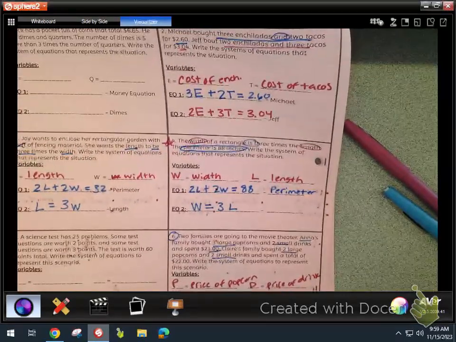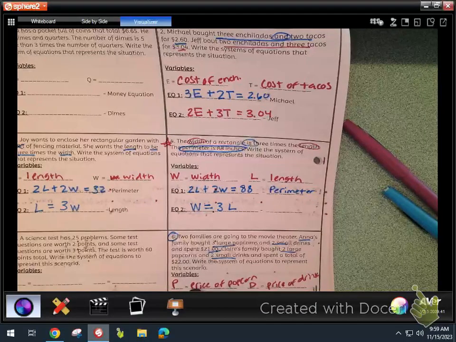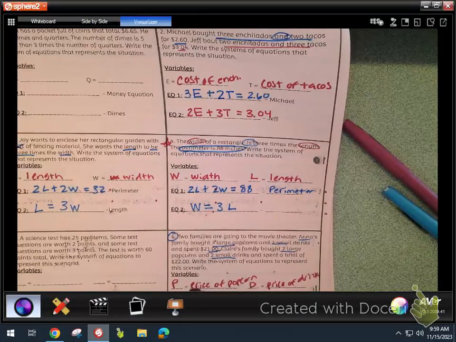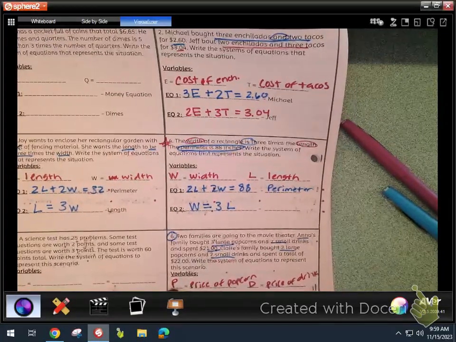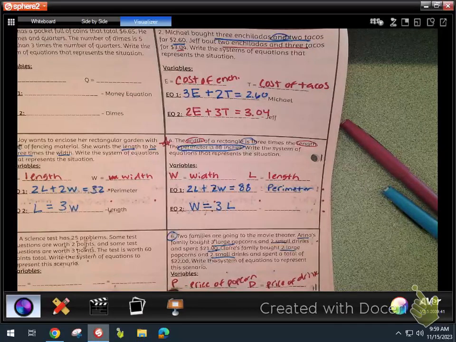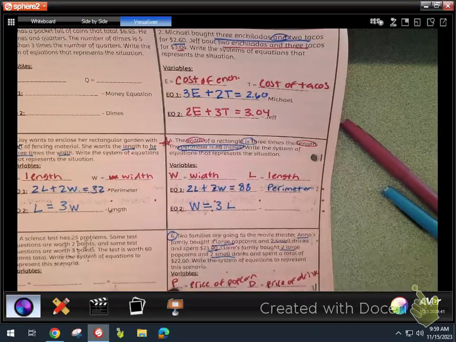So those are what your variables are. And this, again, is the price of them, because we know how many they bought. So this is going to represent the price or the cost or the money value, whatever. You can write it a couple different ways. So I use P and D. If you use X and Y, it doesn't matter what variables you use. You just need to tell me what variables you are using.